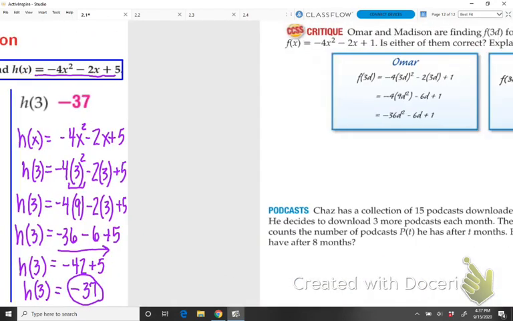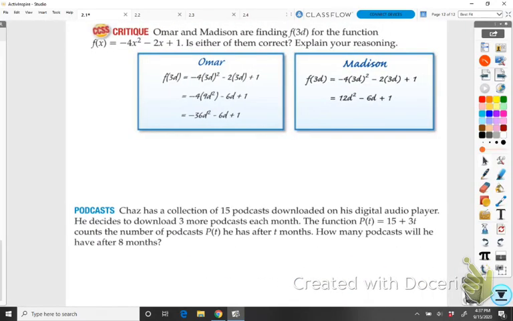All right, and the last part of your notes are these two questions, and I want you to try these on your own, critiquing Omar and Madison, seeing if either one of them is correct, and explain. And then talk about the podcast question. How many podcasts will he have after 8 months? So you try those two.